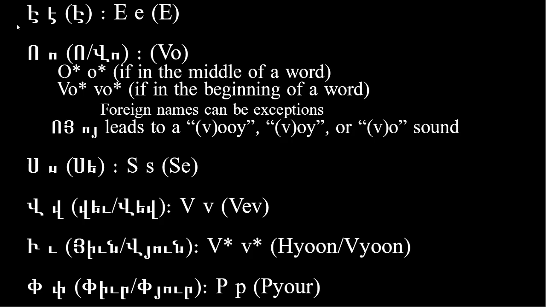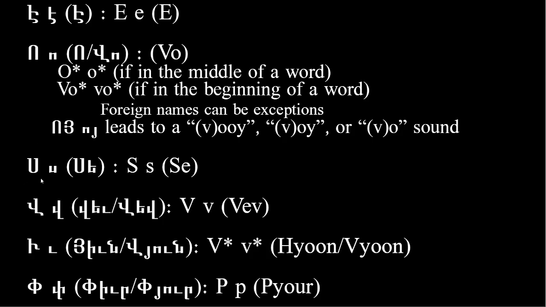Here are the new letters that we've seen so far. First, E, a vowel letter, which is pronounced E. The next letter is Vo, which gives an O sound if in the middle of a word. But if in the beginning of a word, it's a Vo sound. However, foreign names can be exceptions, and the word Ov is also an exception. But in addition with the letter He, it leads to a Vui, Voi, or Vo sound, depending on the word. Again, don't fret about these exceptions. As we see more examples, they will solidify more.